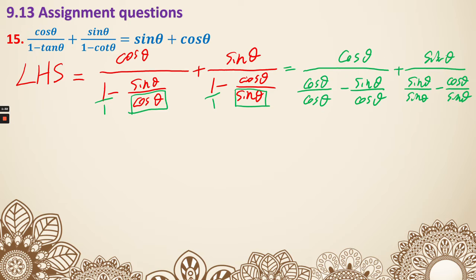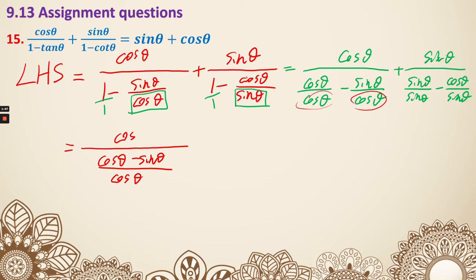Next, since I found the common denominator, I'm going to put them together as the same fraction on the bottom because they have the same denominator here. So it becomes cosine theta minus sine theta over cosine theta. Top is cosine theta. Then I still have plus sine theta over sine theta minus cosine theta all over sine theta. That's the second one. Now I can actually keep rewriting them.